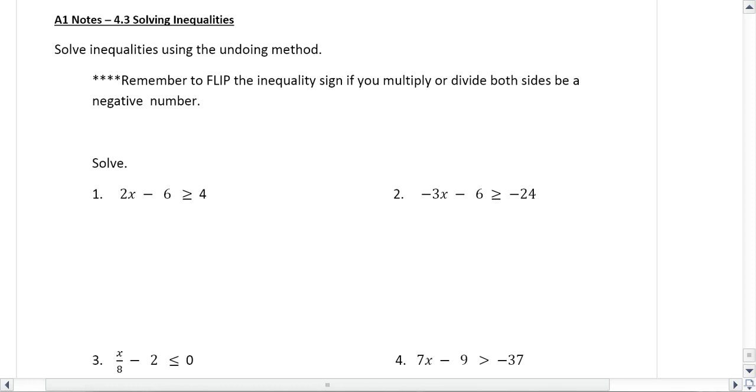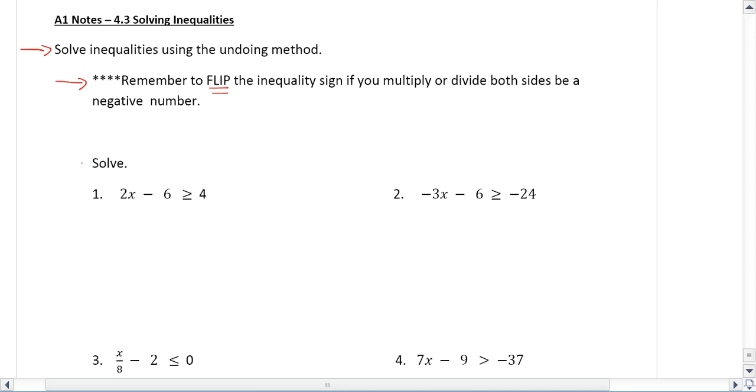This video is for Algebra 1, Chapter 4, Section 3, Solving Inequalities. All right, this is not much different than Section 2. That was one-step equations, and this one is two-step equations. So just to remind you that we solve inequalities using the undoing method. And please remember, if you multiply or divide both sides by a negative number, you need to flip the inequality.